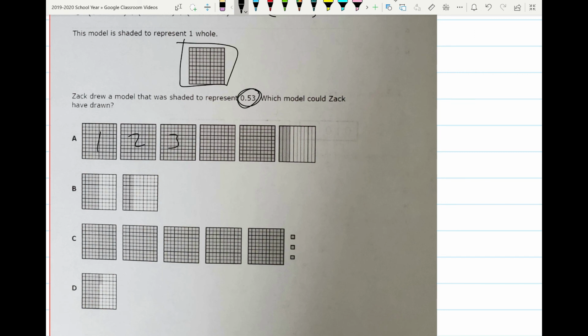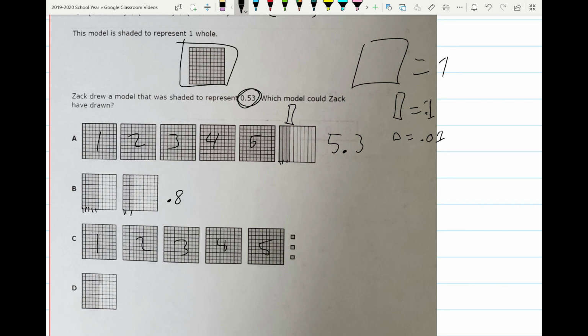1, 2, 3, 4, 5. So that means this is 5 and 1, 2, 3 tenths, because 1 rod is a tenth. Remember, this is 1, this is tenths, and the little cube equals hundredths. How many rods are filled here? 1, 2, 3, 4, 5, 6, 7, 8. This is 8/10. This is 1, 2, 3, 4, 5. 5 how many? 1, 2, 3. 5 and 3 hundredths.